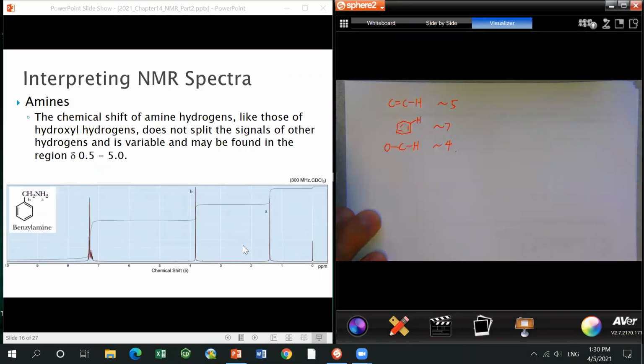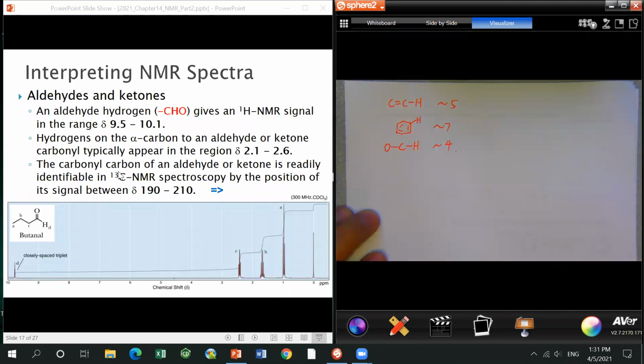Right, amine NH, similar to alcohol, can be anywhere, a relatively broad peak. The region can be 0.5 to 5.0. That's hard to say. Okay, and next, aldehyde and ketone.